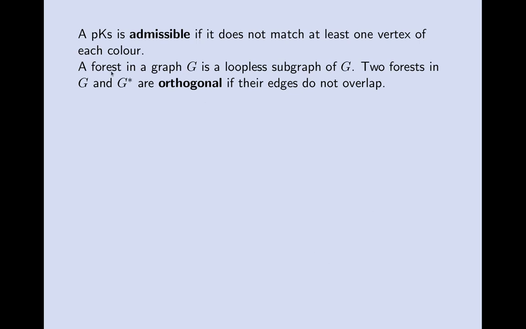Also, I didn't mention it before, a forest inside a graph G is just a disjoint union of trees. And if we are talking about plane graphs, two forests, one in the plane graph and one in its dual, are said to be orthogonal if basically their edges do not overlap. If we have one edge belonging to a forest in G, we cannot have the dual edge in the forest in G star.